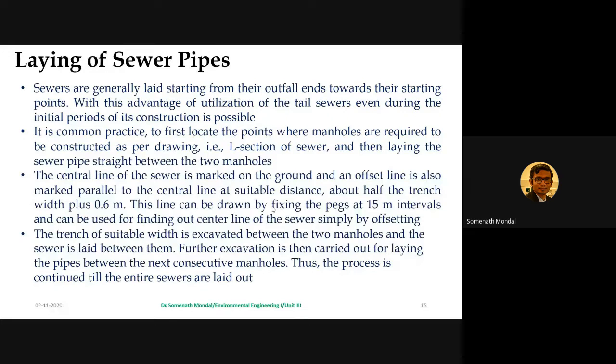So sewers are generally laid starting from the outfall, or the last end, towards the starting point. So from the lowest point to the highest point, this is the sequence which is maintained while constructing the sewer pipes. You need to understand this. If you do it in reverse order, then it's a mistake. You cannot end up having very good sewer lines with the desired gradient which we want.